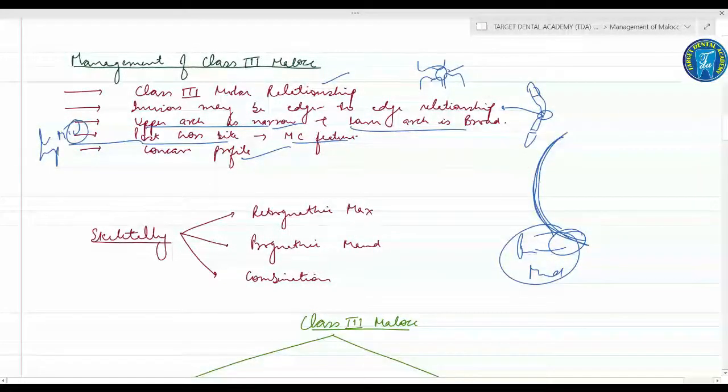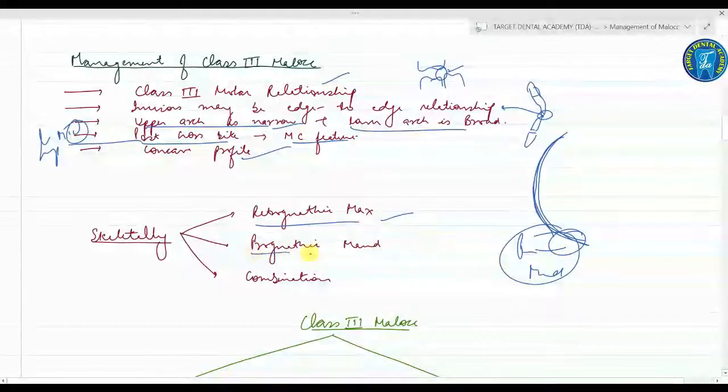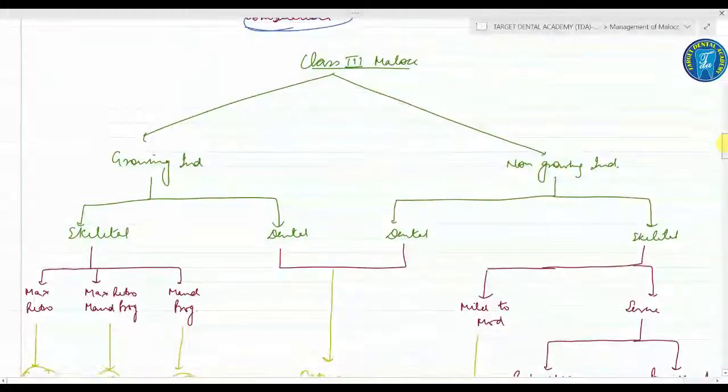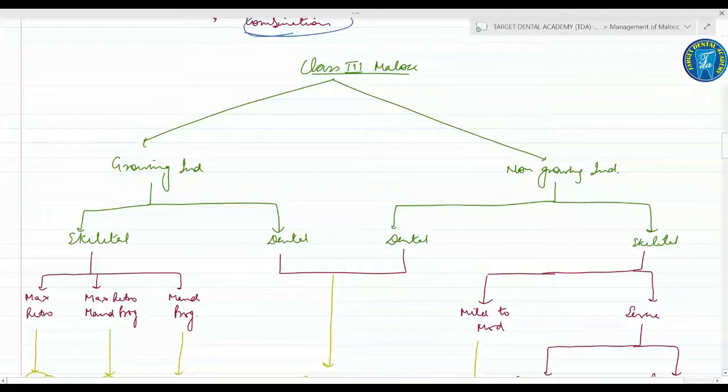So skeletally, the class 3 malocclusion may be due to the retrognathic maxilla, it may be due to the prognathic mandible, or it may be due to the combination, that is the retrognathic maxilla and the prognathic mandible. Right. So after this, coming on to the management. If a patient comes to you in a growing age, in a growing individual, the class 3 malocclusion may be skeletal or dental.